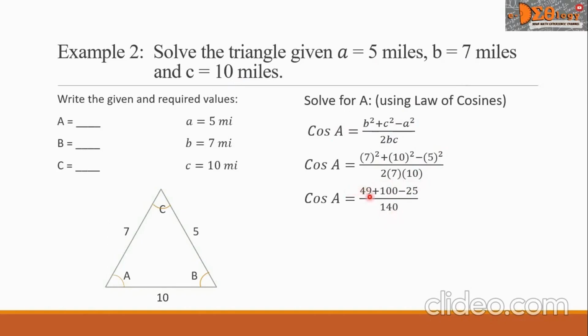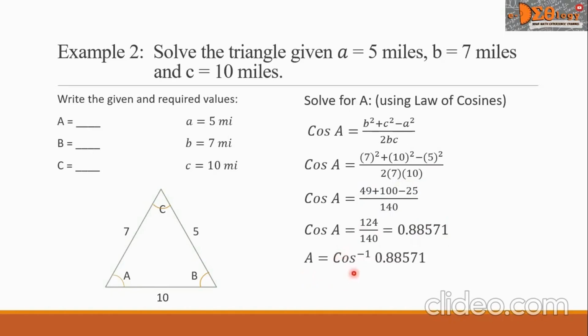Let us simplify the numerator. 49 plus 100 minus 25, we will get 124 over the denominator 140. Getting the quotient here, the answer is 0.88571, rounded to 5 decimal places. So let us get the angle A.